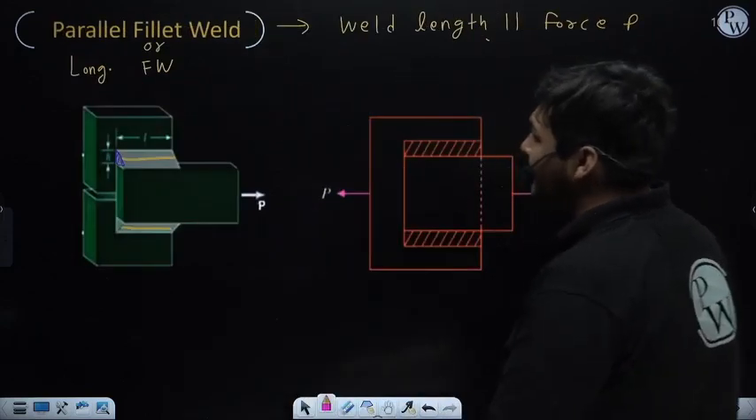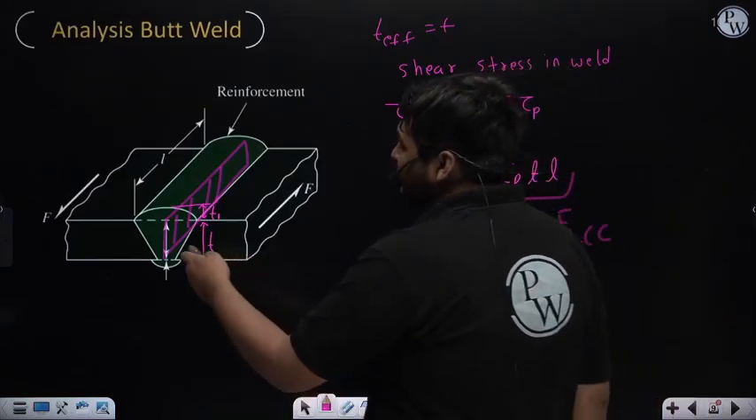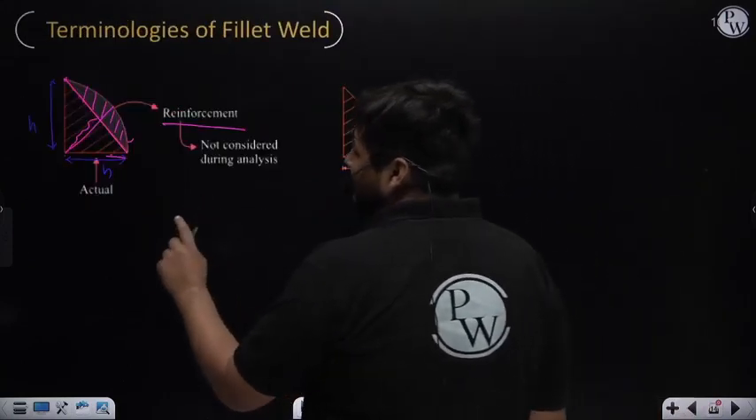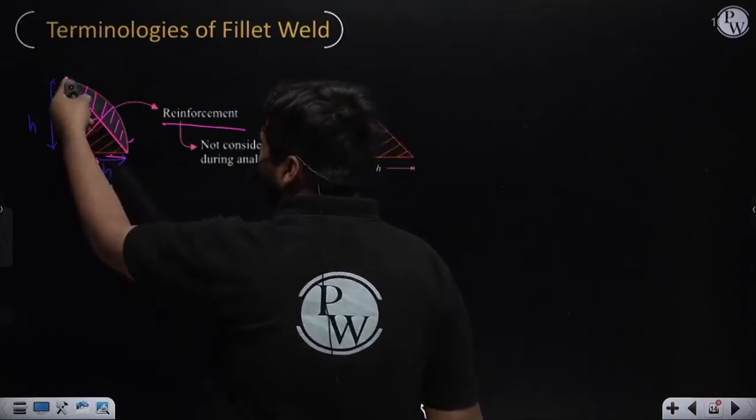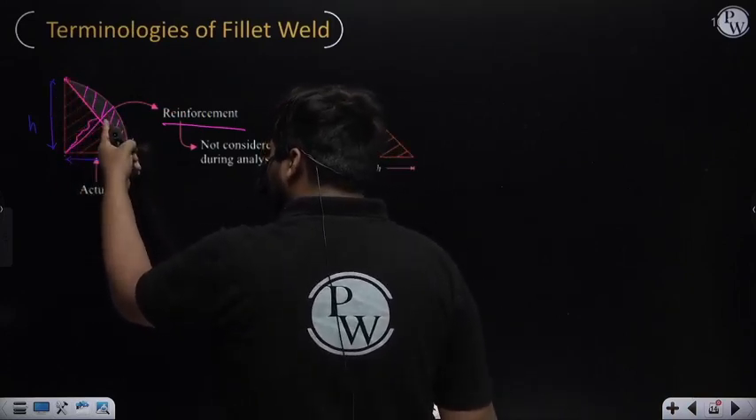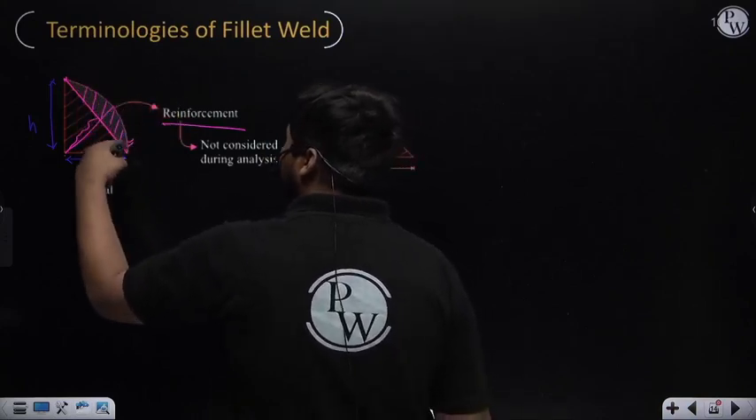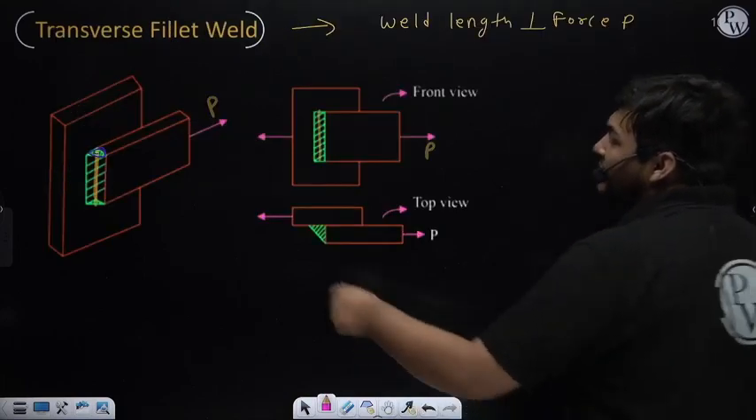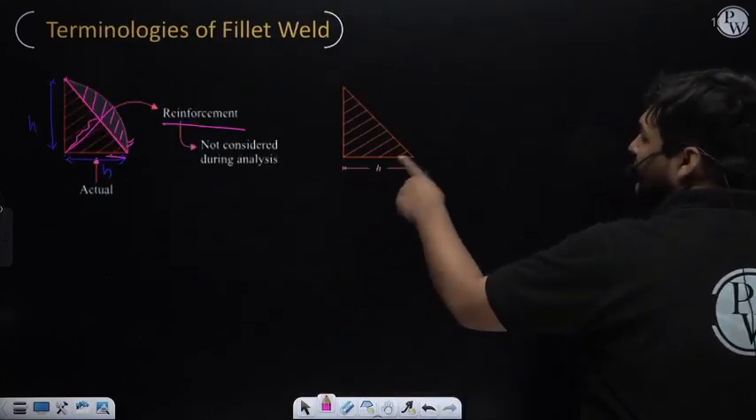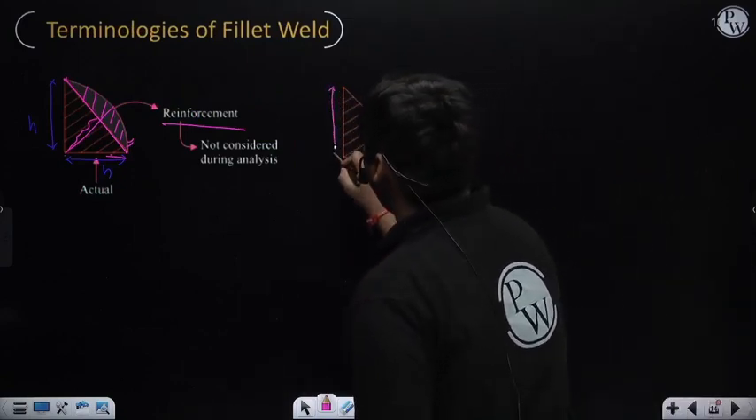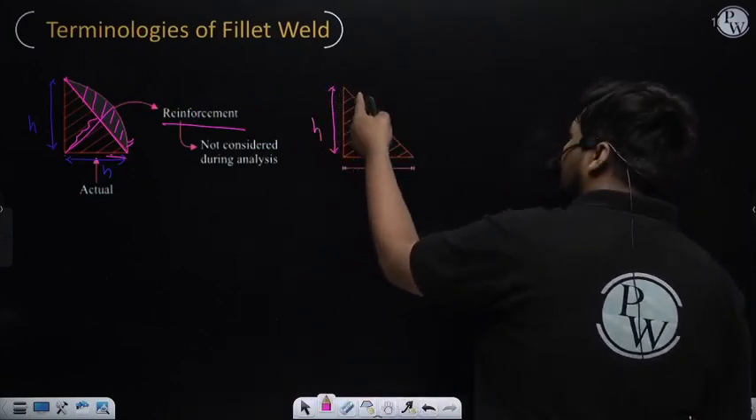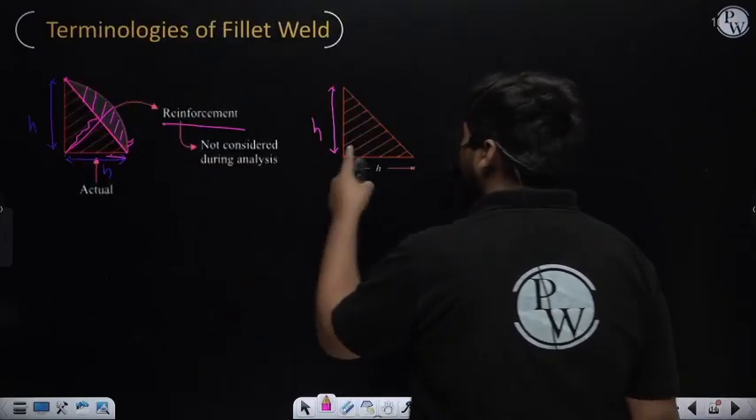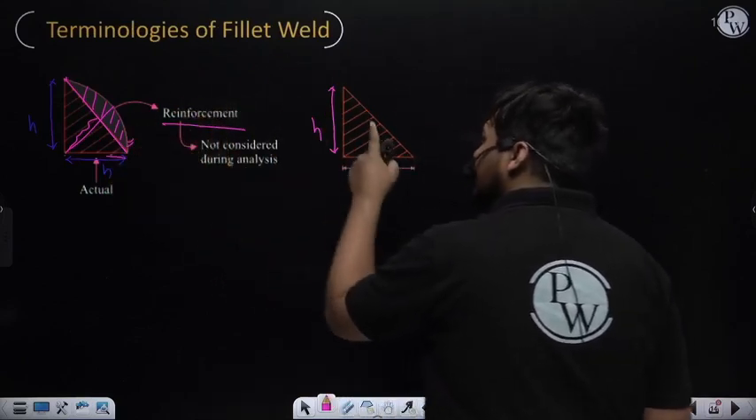In the same manner, in butt weld, during analysis we have not considered this thickness. Similarly, in fillet weld, when you draw this side view, remember this is H, this is H. After that, we join these 2 points by a straight line. The portion of fillet weld which is coming beyond this region, we will not consider during analysis. So whenever I make this side view of fillet weld, it will be like this, in which this thickness is H, this thickness is also H, and we have joined these 2 points by a straight line. The actual diagram is this, but during analysis we will consider this diagram.